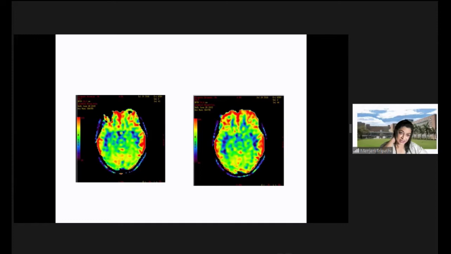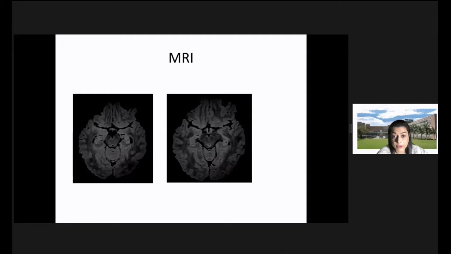But then we had an ASL on her. So this is the arterial spin labeling. And again, if you look at it, of course, our hypothesis was frontal. So there is a little bit more hypoperfusion in the left posterior orbital frontal region in the ASL. So that finding is interesting.